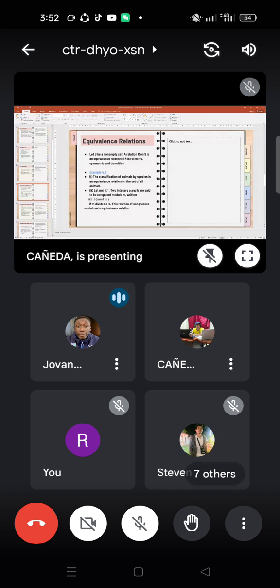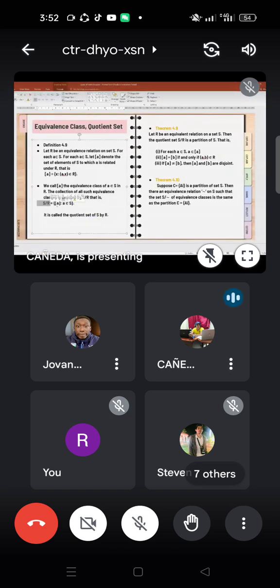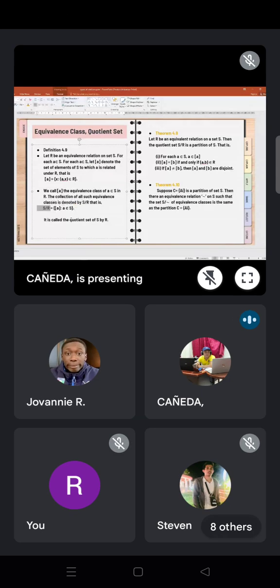Okay, you may continue. Of A in S in R. The collection of all such equivalence classes is denoted by the quotient set of S by R, the set of equivalence classes of A, where A is in S. So it is called the quotient set of S by R.